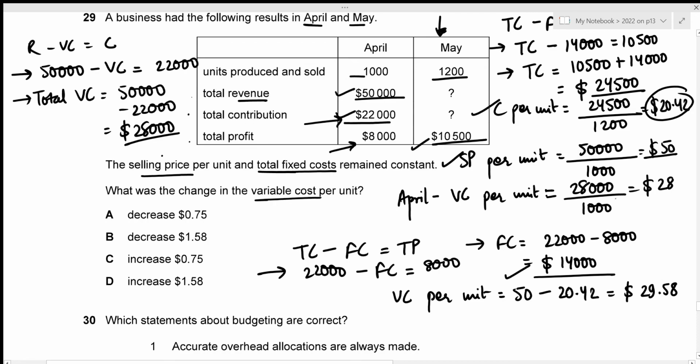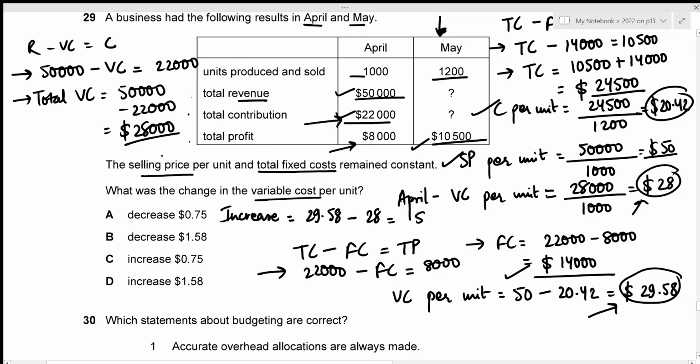As compared to the month of April, the variable cost per unit has now increased, right? So let's figure out this increment amount. That is just the difference. For the month of May, that's 29.58. And for the previous month of April, that was 28. So the increase is 1.58. This is the change in the variable cost. And the increase of 1.58 is given in option D. That will be our correct answer. This concludes question number 29.